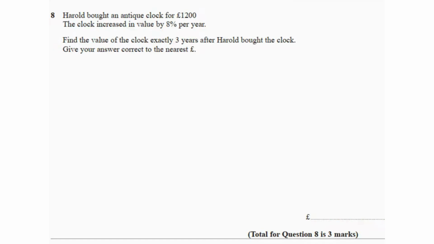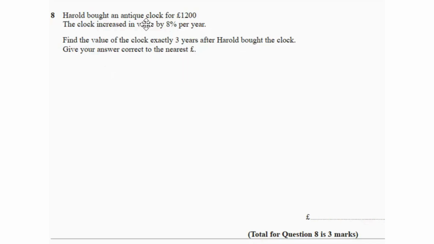So it says, Harold bought an antique clock for £1,200. The clock increased in value by 8% per year. Find the value of the clock exactly 3 years after Harold bought the clock. Give your answer correct to the nearest pound.